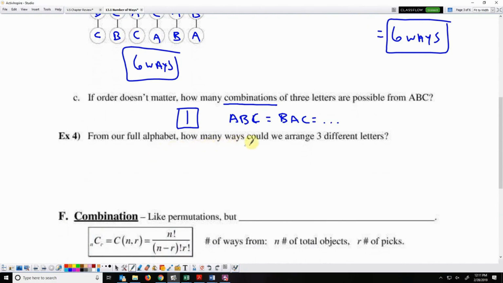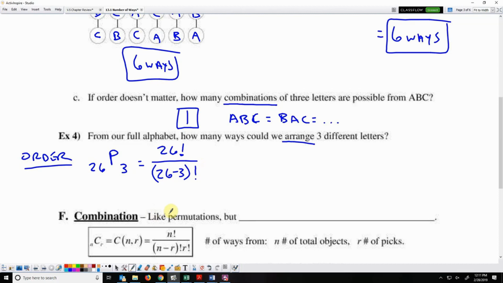From the full alphabet, how many ways could we arrange 3 different letters? Okay? So arrange tells me that order matters. Okay, so I'm going to make a note over here. Order matters. So that means it is a permutation. It is a permutation with 26 to choose from, but using only 3 different letters. So as a permutation, 26 factorial, that's n factorial, over n minus r factorial, 26 minus 3. 26 options, but only using 3 of them, factorial.